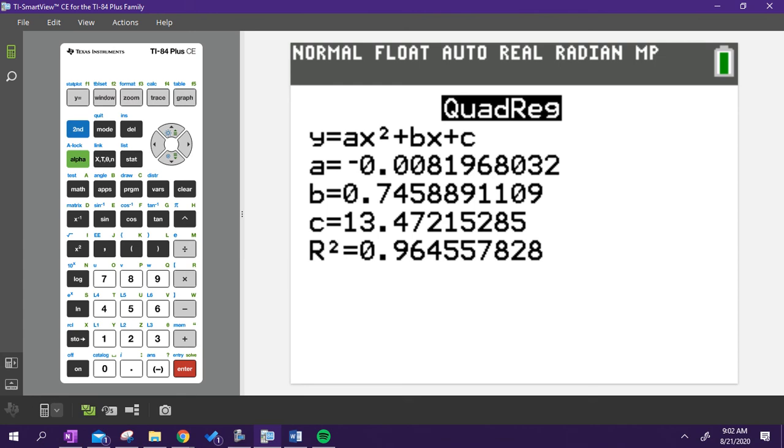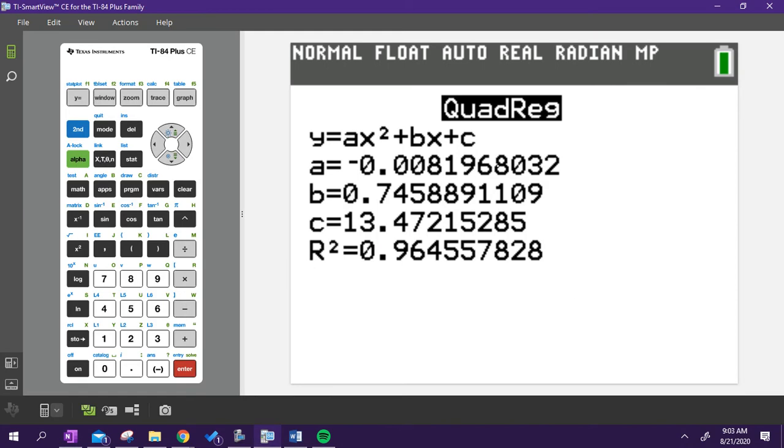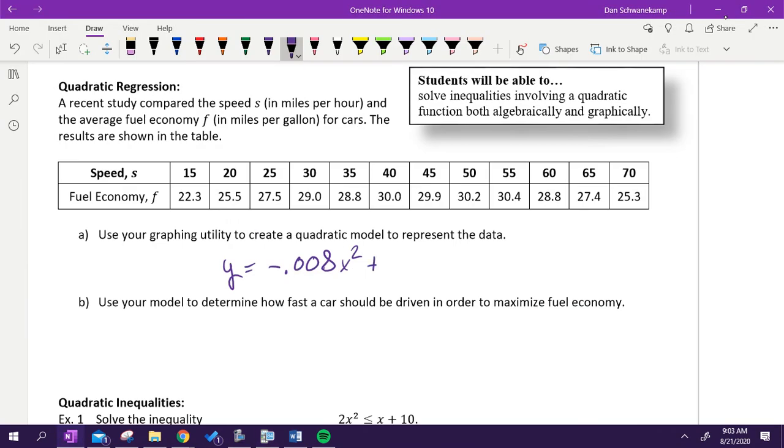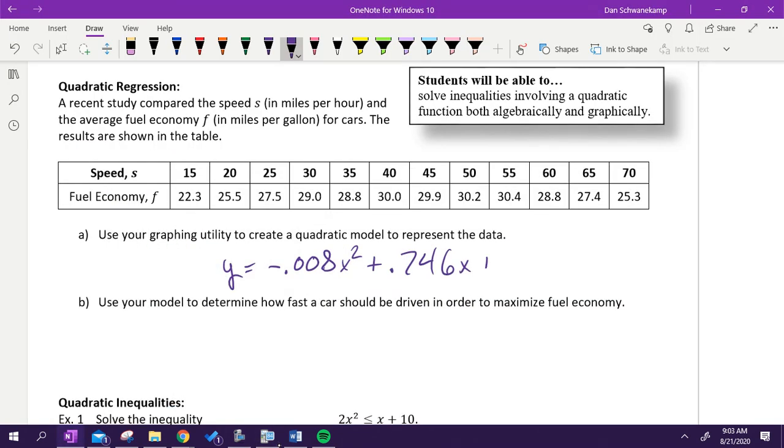It's kind of annoying to write down, but let's write it down because it did ask us to do that. Okay, it said write down your equation. So notice that it's in the form ax squared plus bx plus c. It's in standard form. So it's going to be y equals negative 0.008 x squared. We go 3 decimals. Okay. On this one, you might want to go an extra couple if you were doing it just because of so many zeros there in front. But negative 0.008, then 0.746 x, and then plus 13.472.